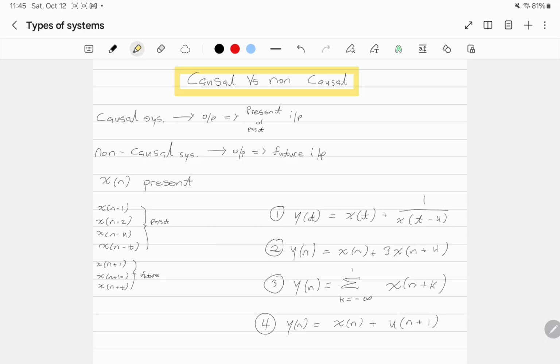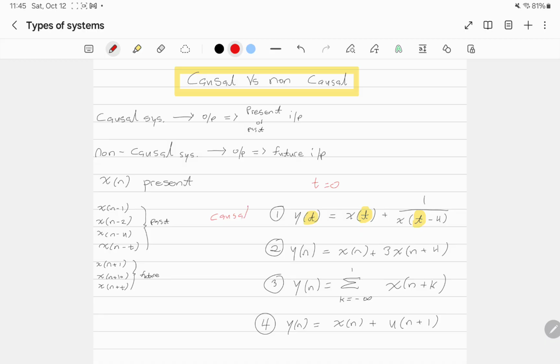So let's go over the first one. Let's say our present is 0. So let's plug in t equals 0 for all of these. Plugging in t equals 0 here, you get y of 0, which is equal to x of 0, but then you get x of minus 4, or 0 minus 4, which is a past value. So since we have a past value, the system is causal.